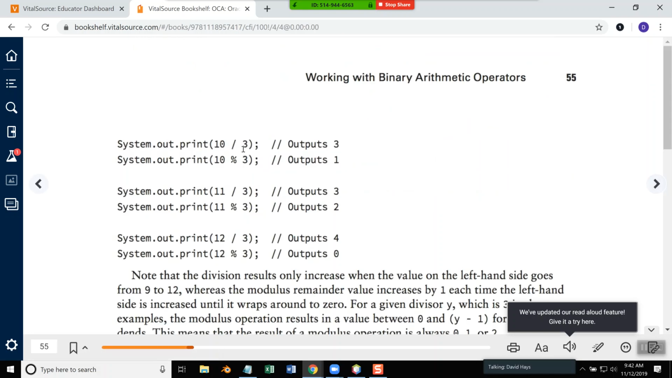Let me give you examples here. 10 divided by 3 is 3 with remainder of 1. 11 divided by 3 is 3 with remainder of 2. 12 divided by 3 is 4 with remainder of 0.